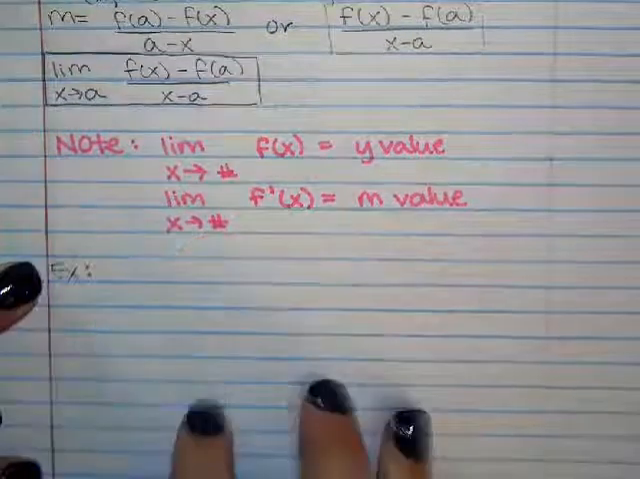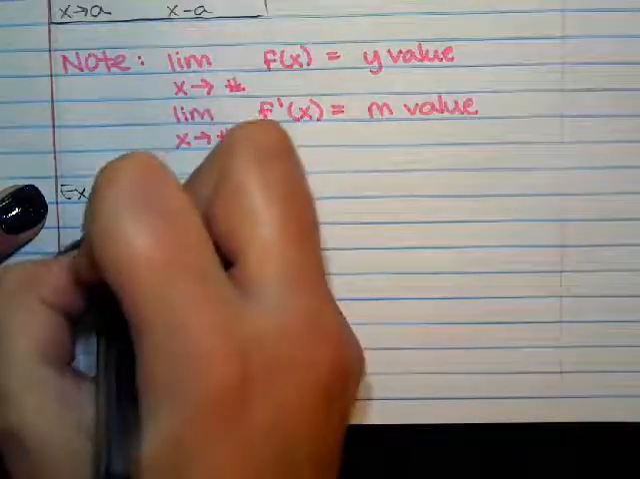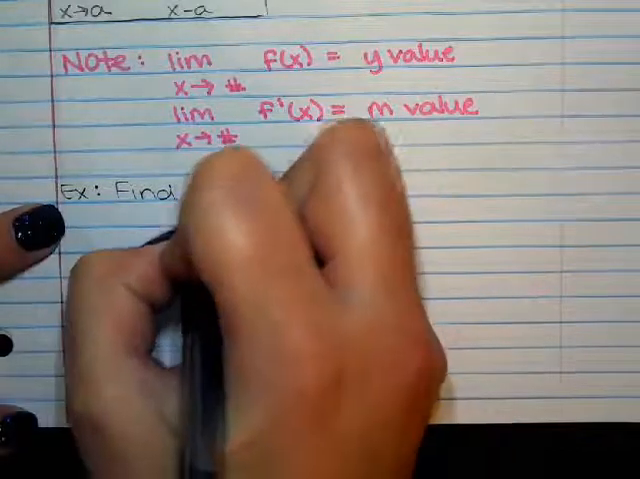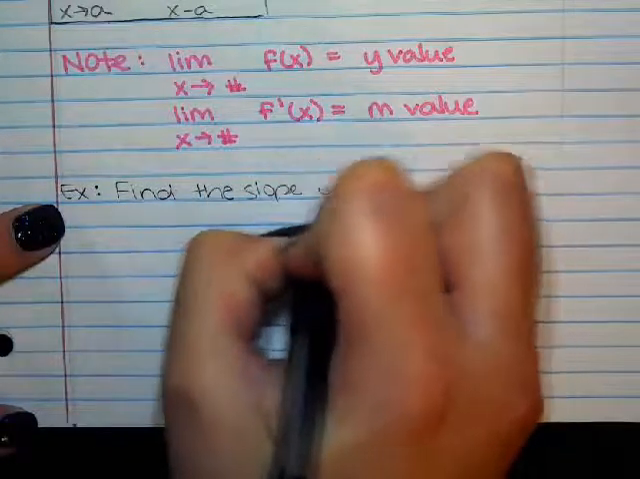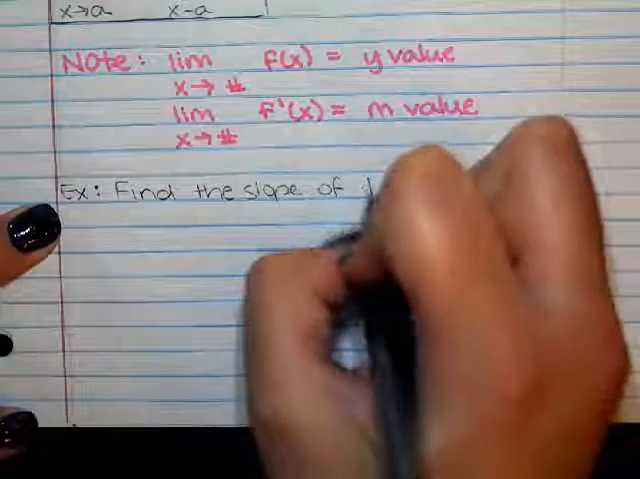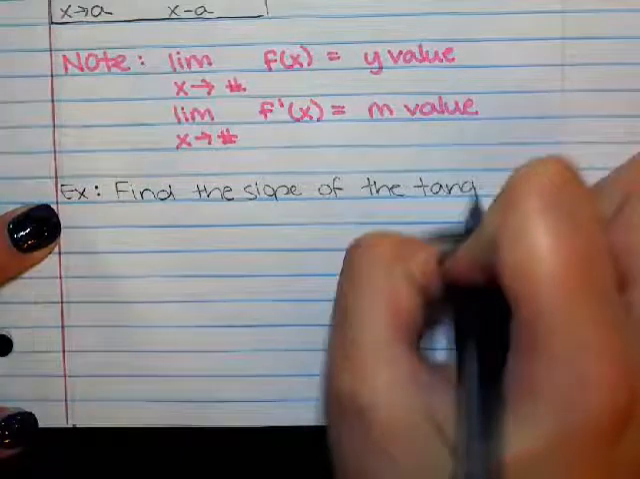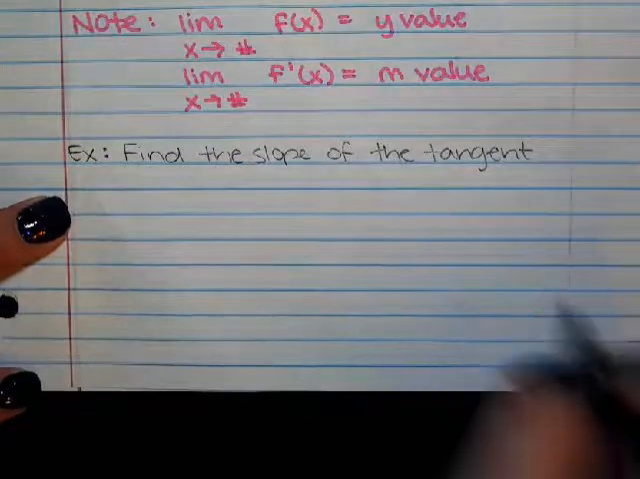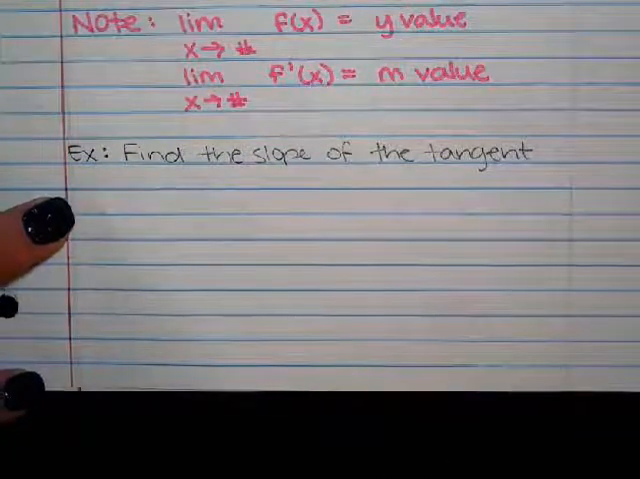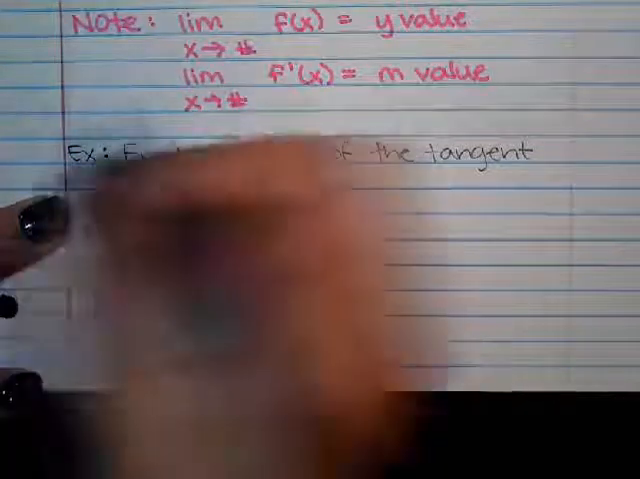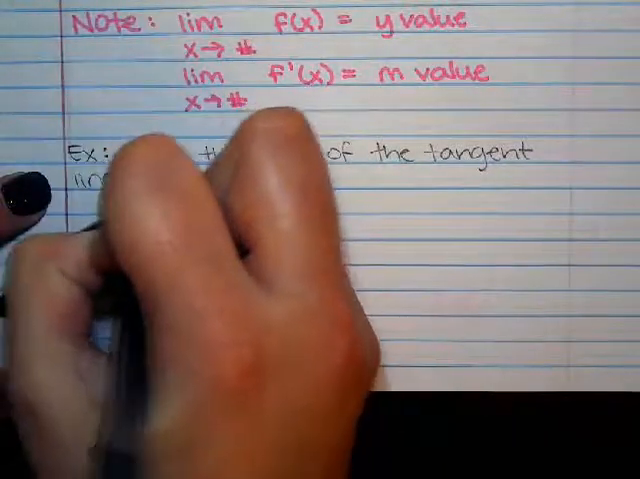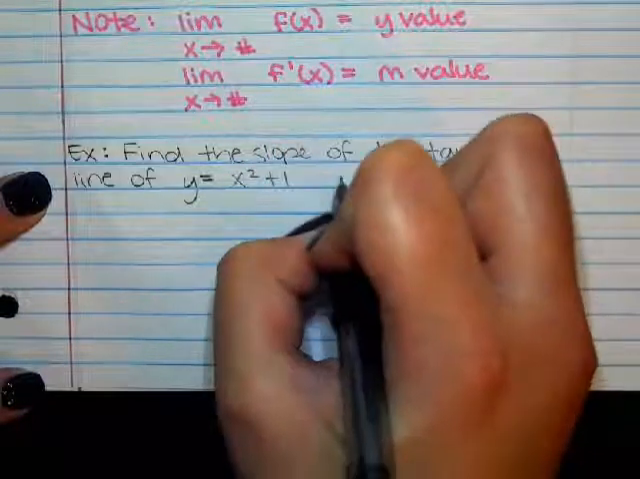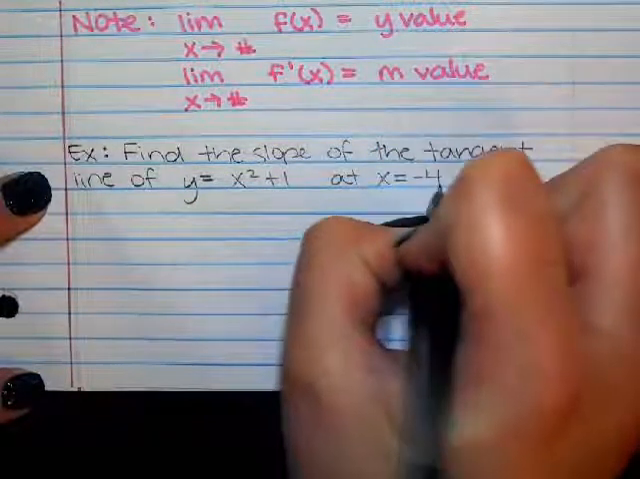All right, let's go and do an example of some of these problems, shall we? All right, example. Find the slope of the tangent line. What does tangent line mean? Yeah, hits the equation, or hits the curve. Hits the curve in 1 point and 1 point only. Find the slope of the tangent line of y equals x squared plus 1 at x equals -4.